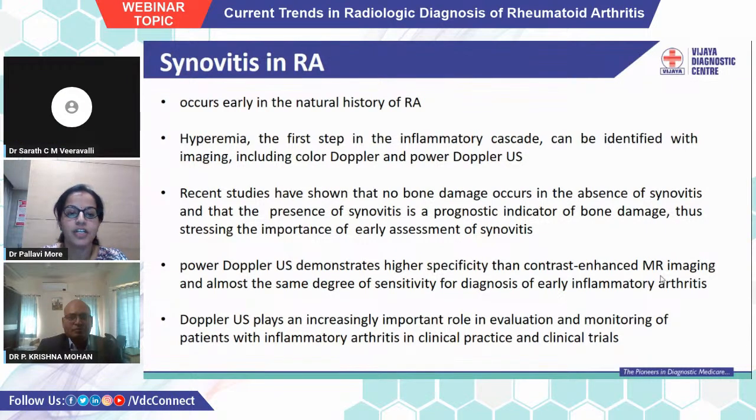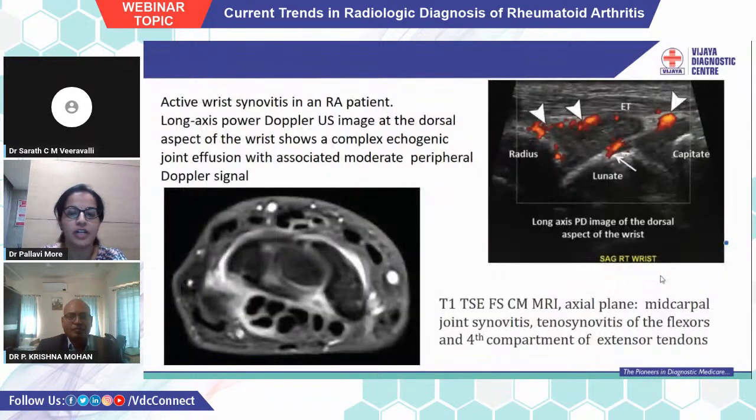Power Doppler ultrasound demonstrates higher specificity than contrast-enhanced MR imaging and almost the same degree of sensitivity for diagnosis of early inflammatory arthritis. Doppler ultrasound plays an important role in evaluation and monitoring of patients with inflammatory arthritis in clinical practice and clinical trials.